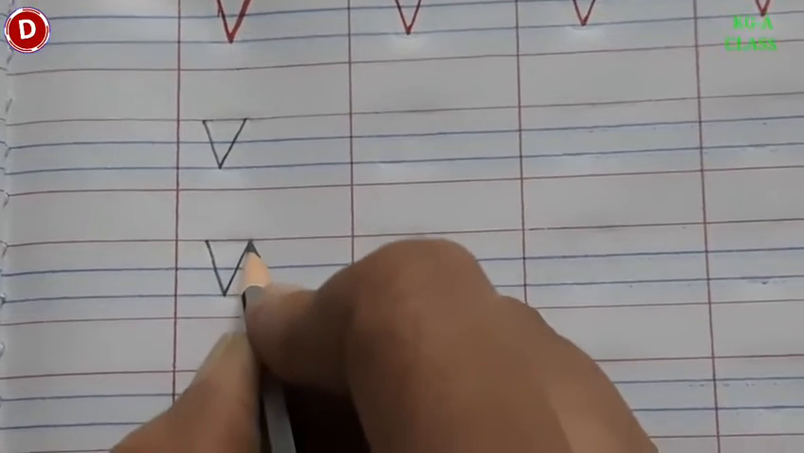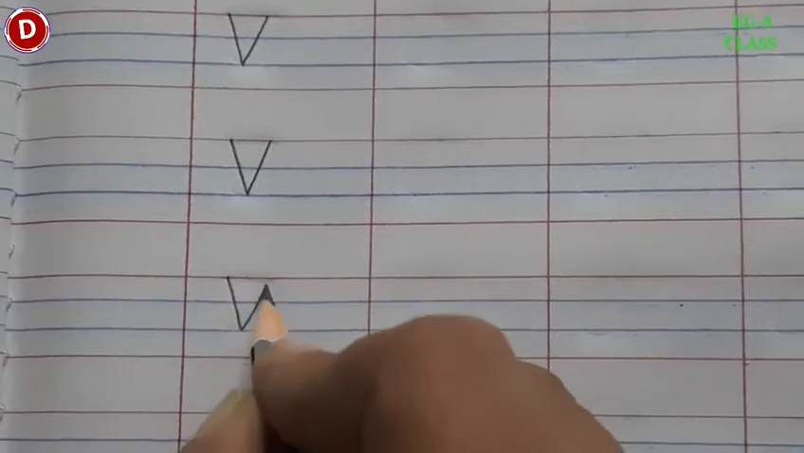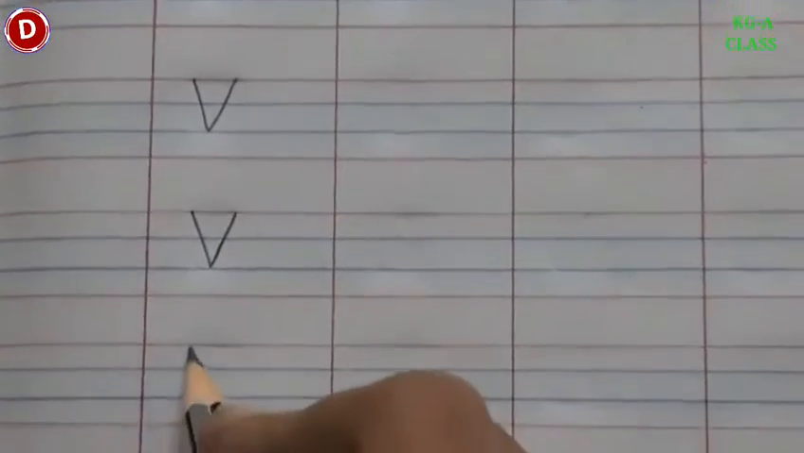See, like this. One slanting line and then another slanting line. So in one go, you have to write capital V. Don't remove your hand in between, okay? Like this.